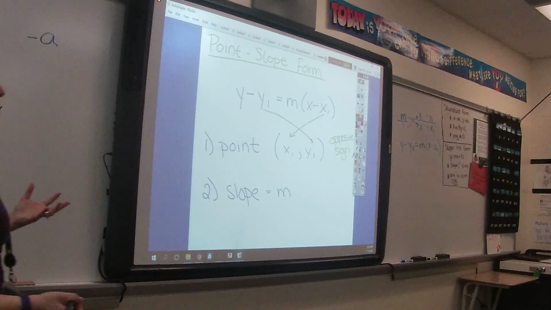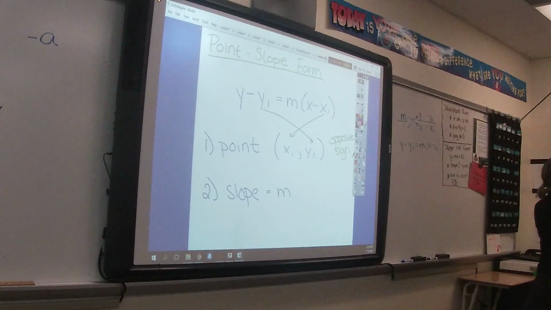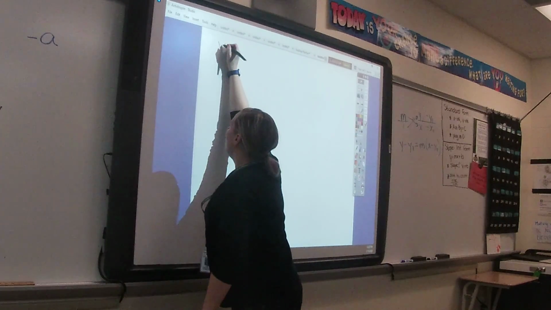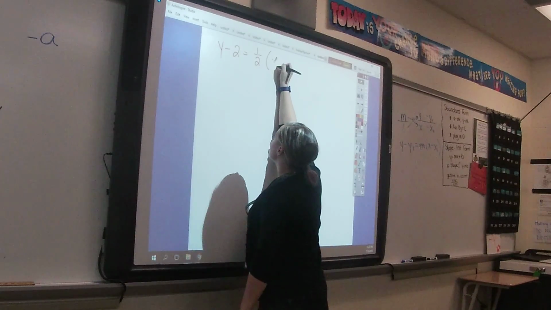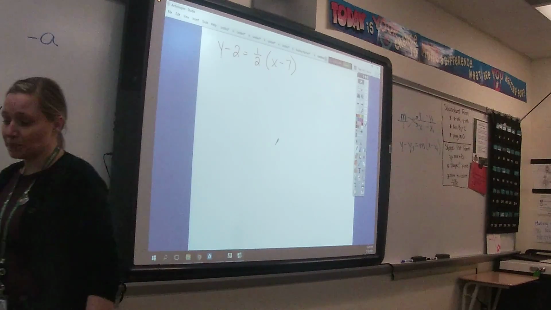Now, once you know what to do with it, it doesn't require solving skills or anything fancy like that. You just have to make sure you get everything in the right location. So let's say we're given y minus 2 equals 1 half times x minus 7.